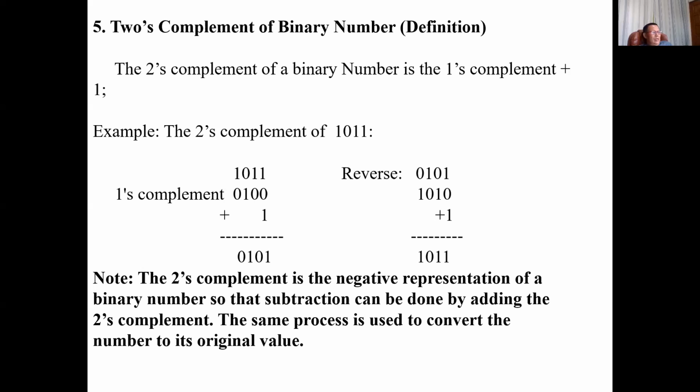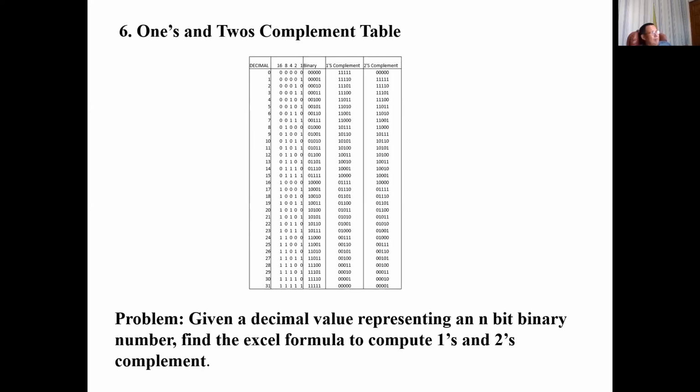Okay, do you get my point? By representing a number in 2's complement, we can now do subtraction using addition. Okay, let's have an example. Here's the 2's complement table, no? 000, this is the 1's complement, this is the 2's complement. Okay? Here's a table of 1's and 2's complement.